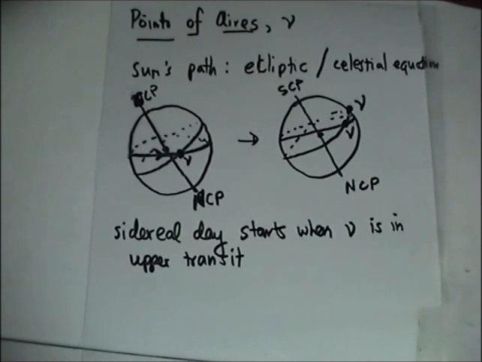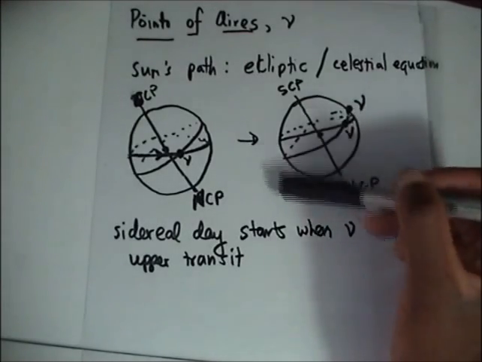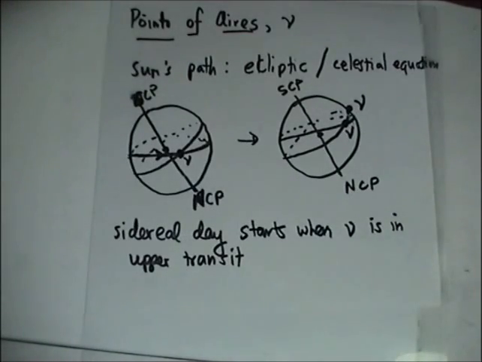So a sidereal clock is one which indicates the passage of 24 sidereal hours. When 24 sidereal hours pass, then a sidereal day would have passed. So we expect our V to be back in upper transit, because one sidereal day has passed.